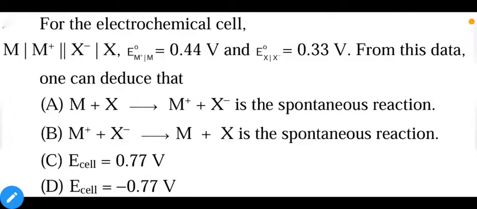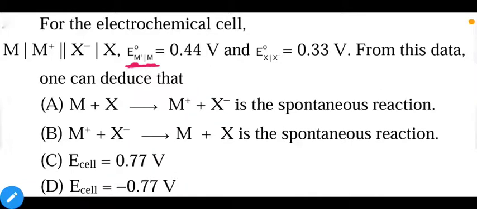The next question is: for the electrochemical cell M to M plus, X minus to X, the reduction potential of M plus to M is 0.44 and the reduction potential for X to X minus is 0.33 volt. From this data one can deduce which of the four options mentioned. Each and every time these types of questions are asked, always remember to check this. As we can see here, first the ionic state or higher oxidation state is mentioned and then the lower oxidation state is mentioned. So it is a reduction potential.